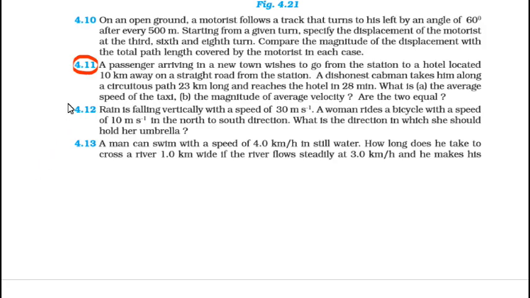Now let us do question 4.12. So rain is falling vertically with a speed of 30 meter per second. A woman rides a bicycle with a speed of 10 meter per second in the north to south direction. What is the direction in which she should hold her umbrella?